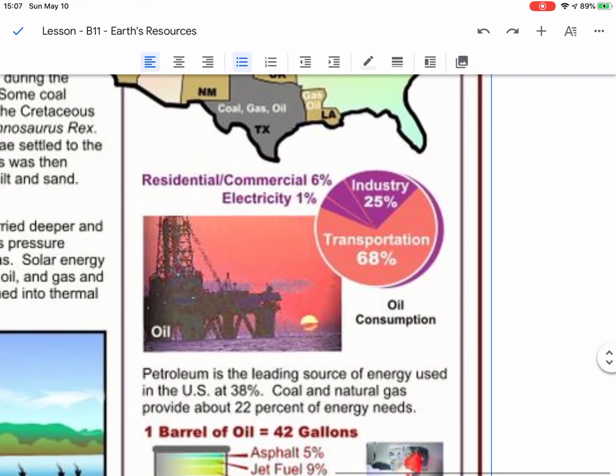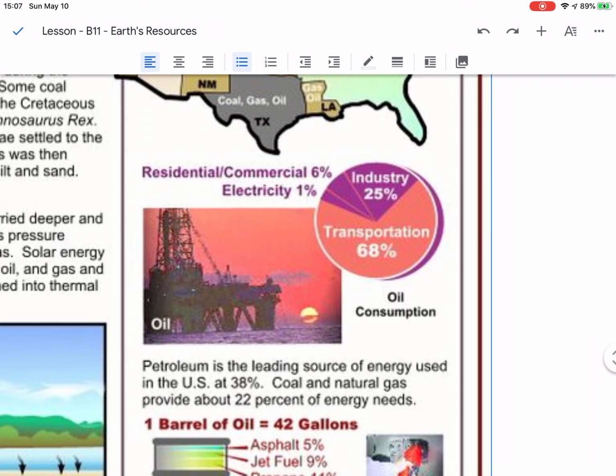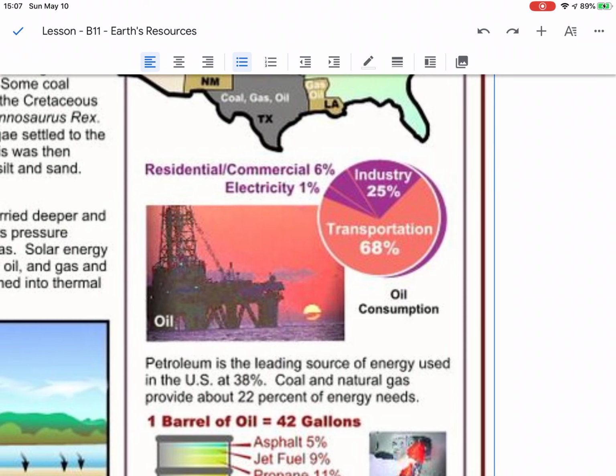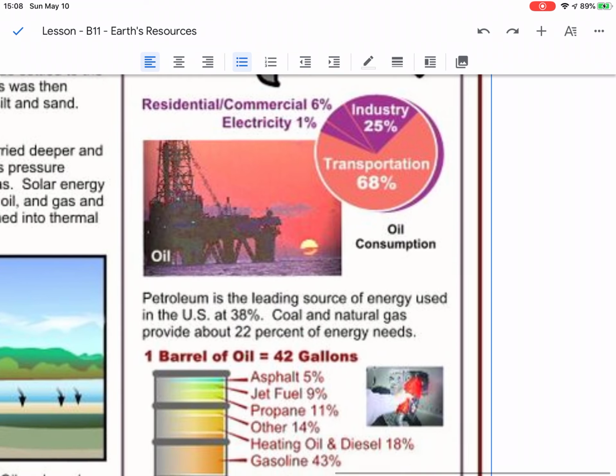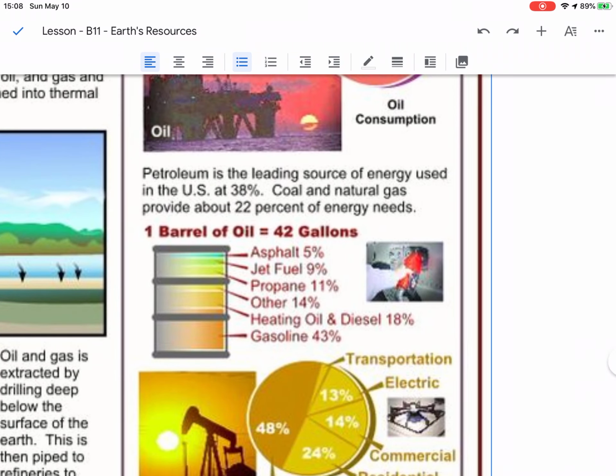Now we're going to look at residential, commercial, and electricity use. Notice, most of our fossil fuels are used for transportation. That's our oil consumption. 25% is for industry. Only 6% is for residential use, and 1% is to produce electricity. So most of our oil is being used for transportation. Petroleum is the leading source of energy used in the United States at 38%. Coal and natural gas provide 22% of the energy needs.